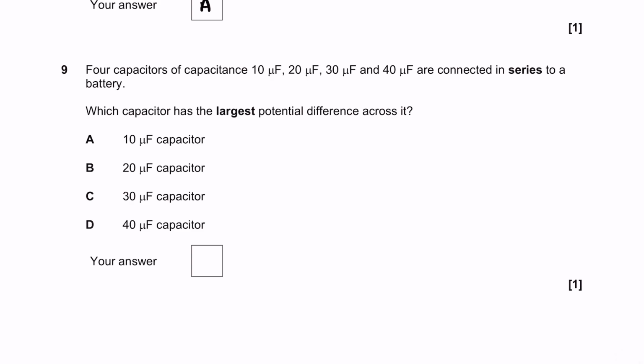So question number 9. 4 capacitors of capacitances 10, 20, 30 and 40 are connected in series to a battery. Which capacitor has the largest potential difference across it? So we need to know the relationship between capacitance and the voltage. We know that capacitance is inversely proportional to the voltage, and therefore the largest PD will be for the smallest capacitor, therefore A is the answer.